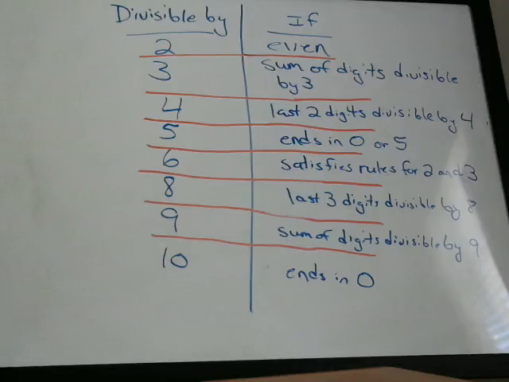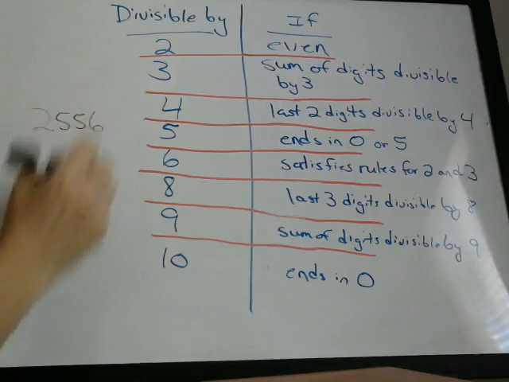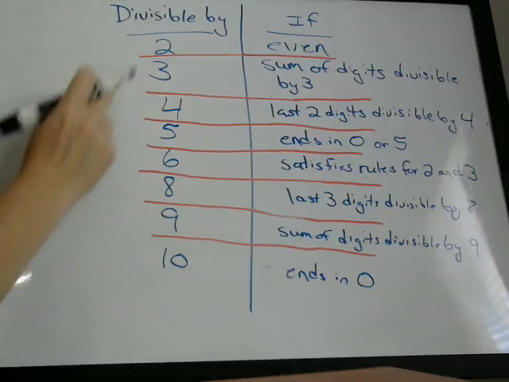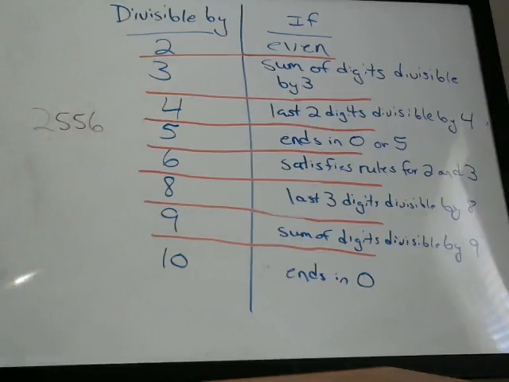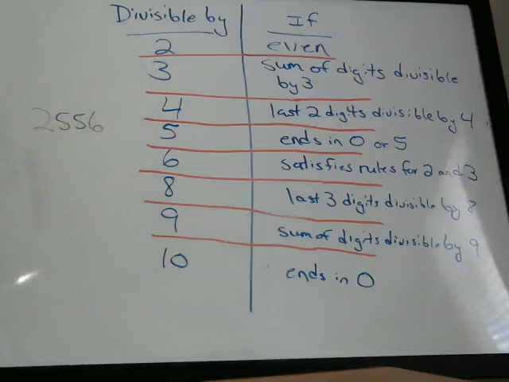But why we're doing this is to be able to see quickly, can we divide the number by 6? And this will make more sense when we start simplifying fractions and canceling for fractions. If we have 2556, well, it's even because it ends in a 6. 2 plus 5 is 7, plus 5 is 12, plus 6 is 18. That's divisible by 3. So again, since it satisfies both of these, this is also divisible by 6.